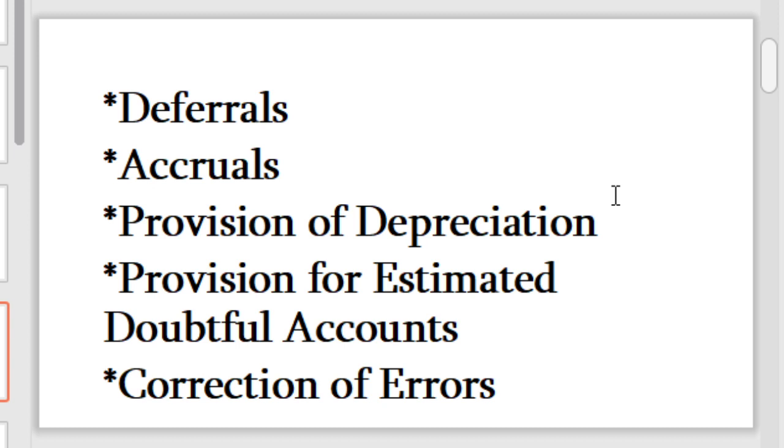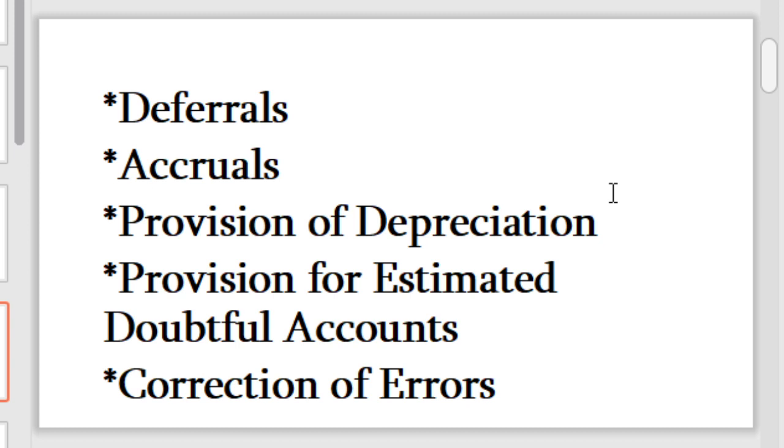For example, kapag bumili tayo ng insurance policy, hindi natin siya in-expense kaagad. Dine-defer natin yung pag-record ng expense. Kasi nga, since hindi pa natin siya nagamit, i-charge muna natin siya sa asset. So, yun siya subject to adjustments, to deferrals. Again, delay in recognition of accounting transactions.